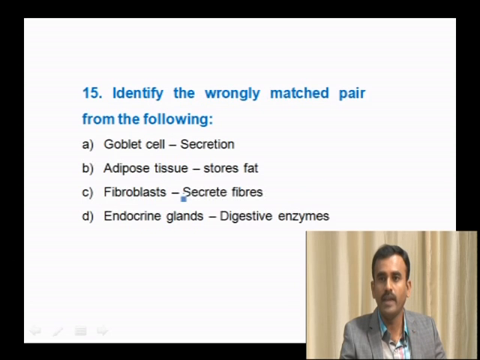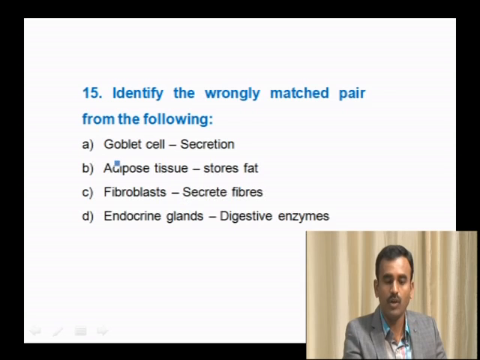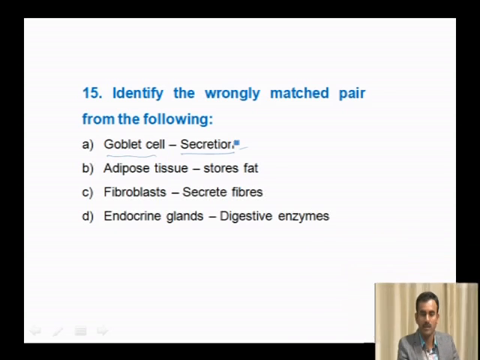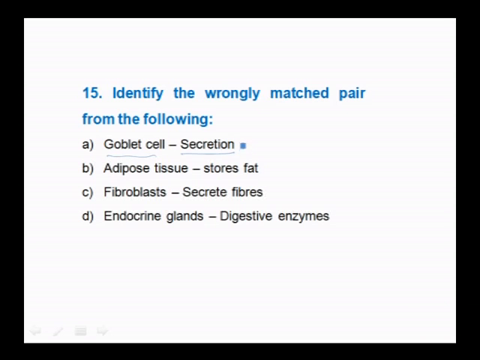Next question, identify the wrongly matched pair from the following. Look at the options. Goblet cells help in secretion of mucus. Mucus secreting cells present in the inner lining of respiratory tract and digestive tract, for the easy flow of food materials and to maintain the inhaled air temperature, are called goblet cells. They are present in the inner surface of these organs and secrete mucus. Option A is correct.